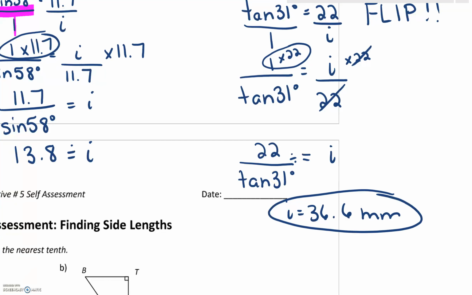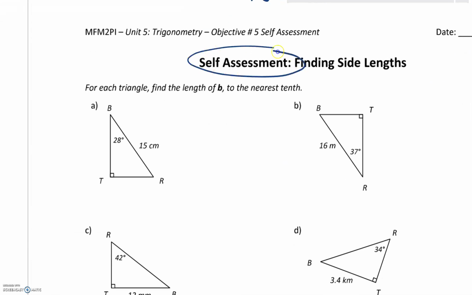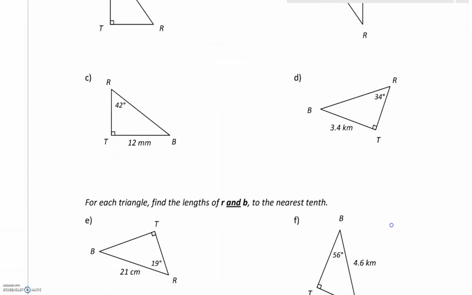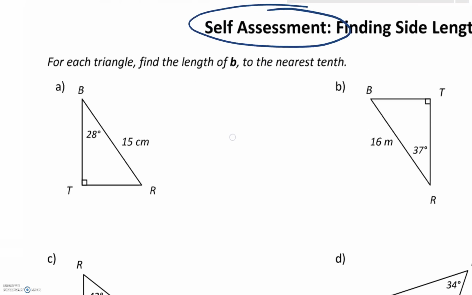Okay, so we're going to try another example here. This is from your self-assessment, and you're going to have to complete questions C, D, E, and F on your own after I do these two examples. And then there's a worksheet for you to work on and get a lot more practice on this, since there will be some quizzes coming up.